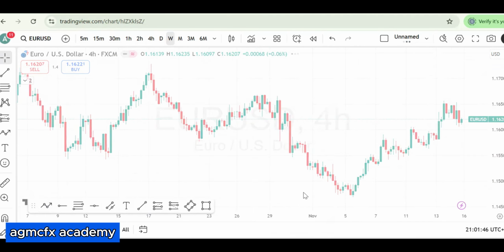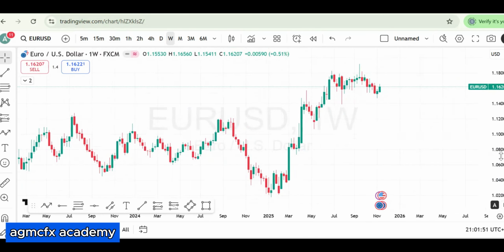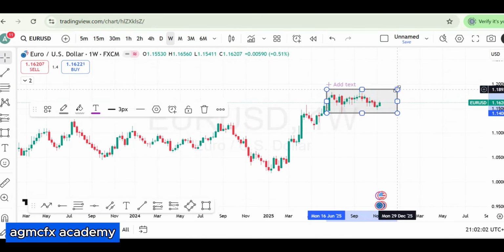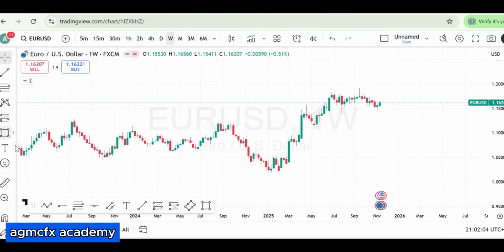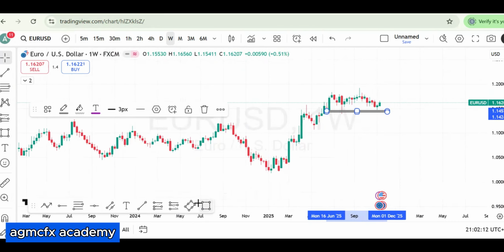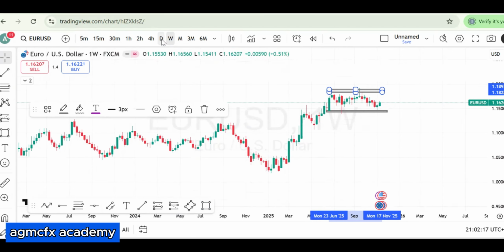So on the weekly chart, let's see what happened. Now on the weekly chart, you can see the market has been ranging for some weeks now. So which means we have a support zone around this place, then we have a resistance zone around this place. But let's look at the daily and see what the daily is going to tell us.